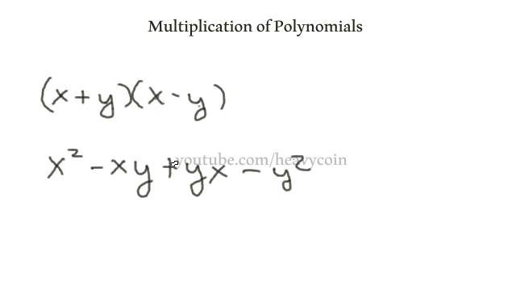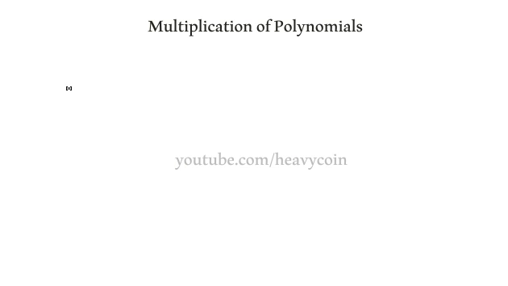And then of course we want to simplify this down. We have a minus xy and a plus xy, so those are going to cancel out. And we're left with x squared minus y squared. That's the difference of two squares. So we could say that this is equal to x squared minus y squared. Alright, so let's look at another one on that.